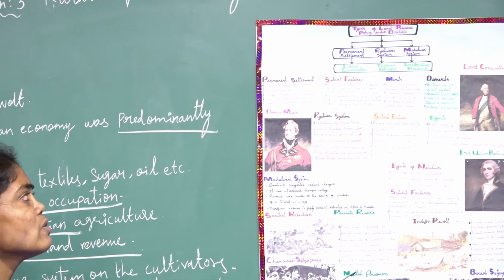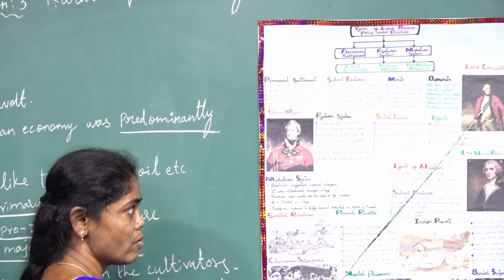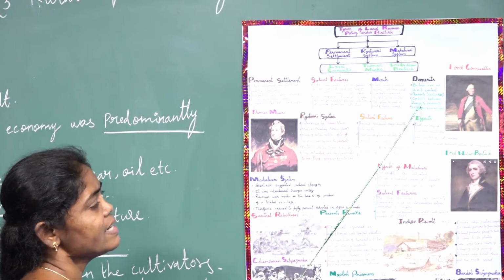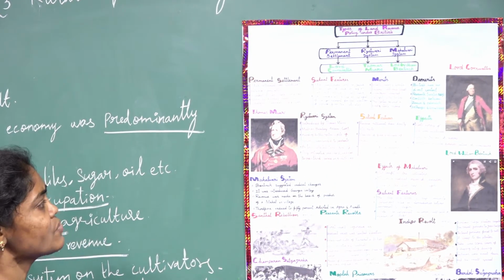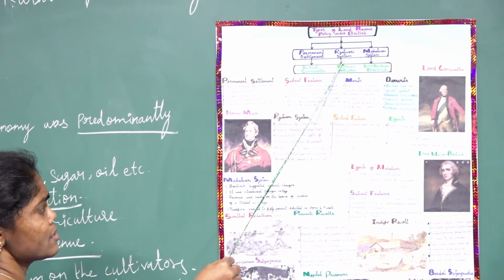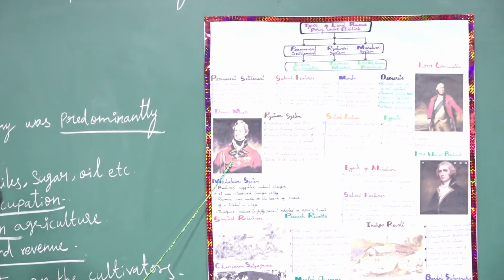Okay children, now we have seen permanent settlement. Actually it was introduced by Lord Cornwallis. We have seen the salient features, merits and demerits. Next we will come to the second settlement, that is Ryotwari system introduced by Thomas Munro. See this picture, Thomas Munro.